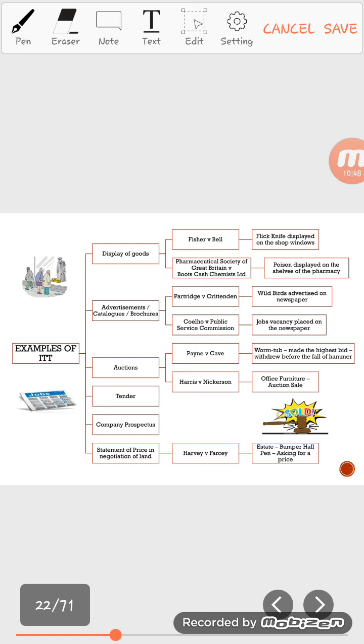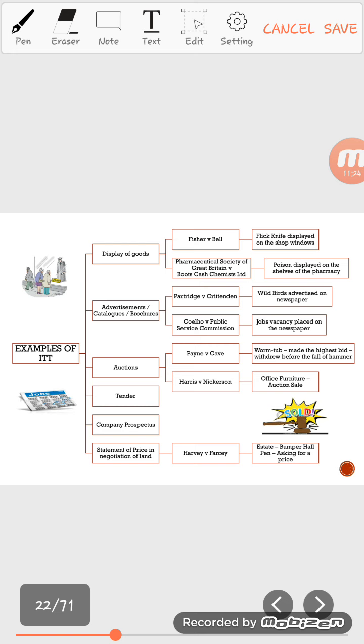And the next we have company prospectus. Similarly, when the company offers shares to the public, and the public make an offer to buy the shares, it can be considered an offer. When the company offers to the public, it's just an ITT, so it's up to the company either to accept the offer made by the public or not.